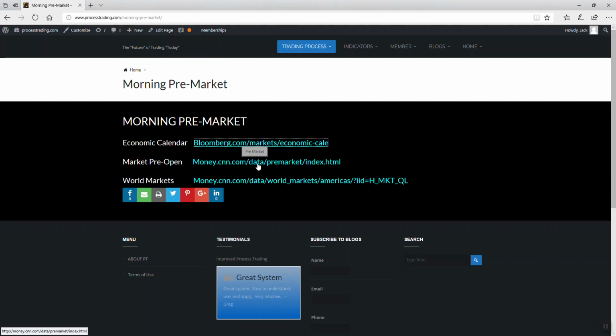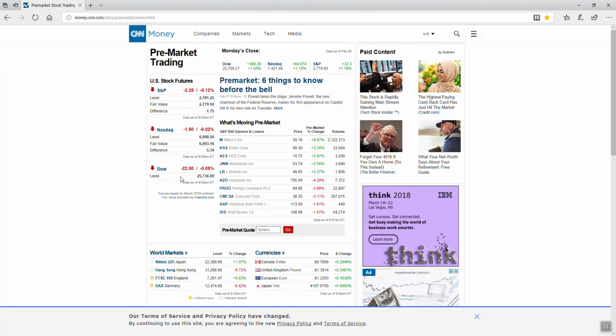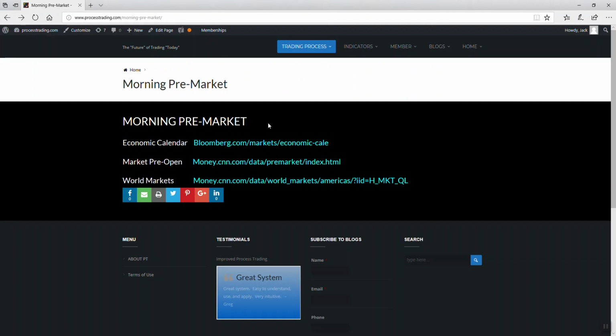And then I'll look at the pre-market open. Let's do that. I can see it's slightly down. It doesn't necessarily set up my expectations, but it gives me some idea of the sentiment right before the open, and I try to calculate the reasons for that. Here's the world markets here. Here's the currencies. Some things it says to know before the market opens, so I look at that.